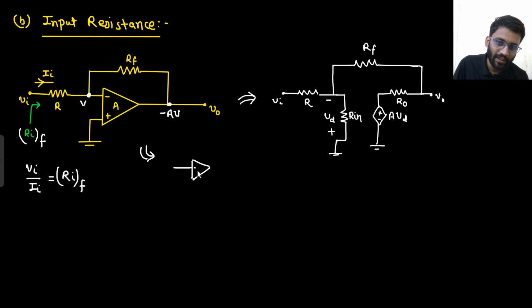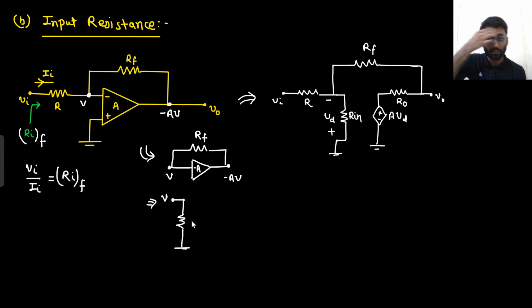That there is a block of gain minus A, and one node of this resistance, RF resistance, is connected to V, and the other node is minus AV. Then what can you do? You can apply Miller's theorem. So towards node V, what will you see? Towards node V, this is the node V. What you will see is RF upon 1 plus A.